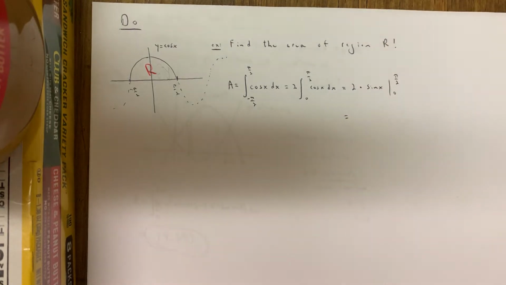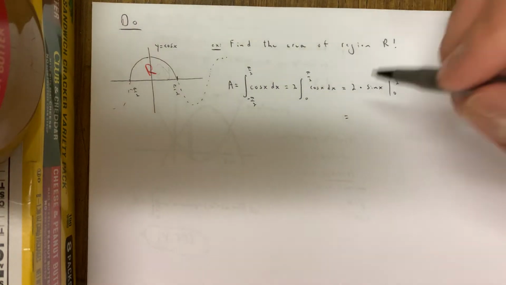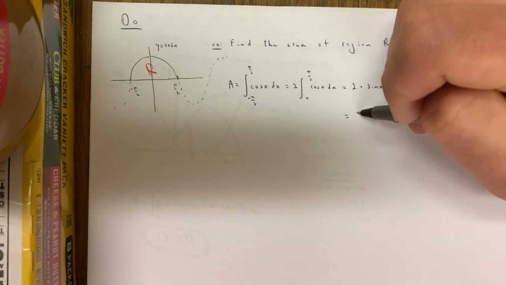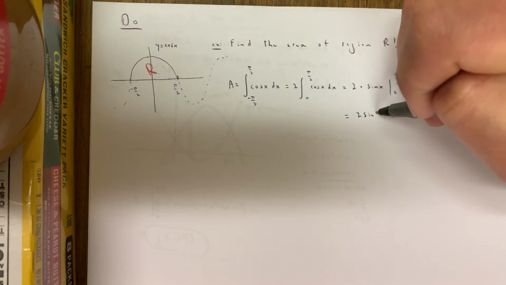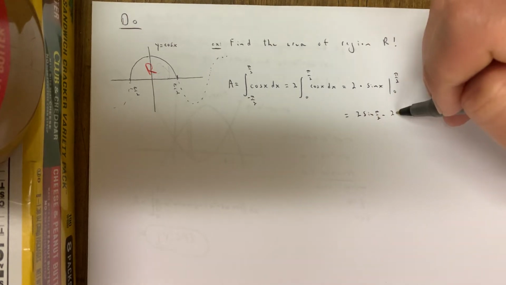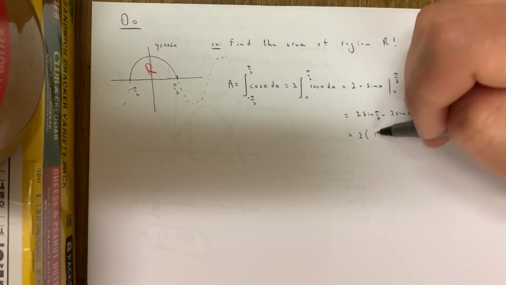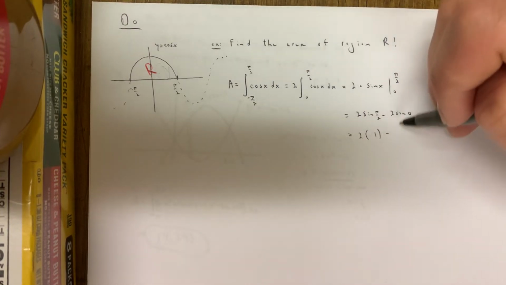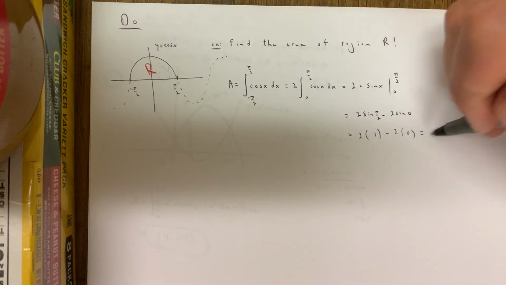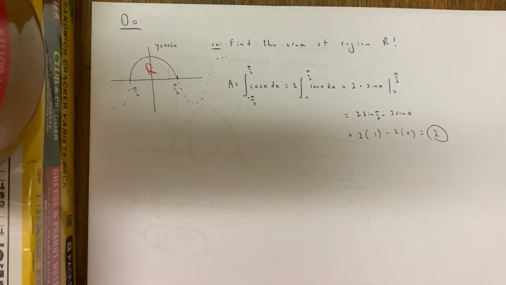Once again, you could leave the 2 outside, or you could leave it attached. I think I pulled it outside in one of yesterday's problems. Let's leave it attached. Make it 2 sine x, so 2 sine of pi over 2, minus 2 sine of 0. All right, and that's going to give us 2 times, if you don't know what the sine of pi over 2 is, slacker, minus 2 times sine of 0, which is 0. So we end up with an answer of 2 right there.